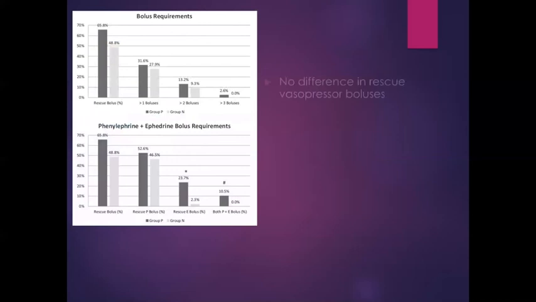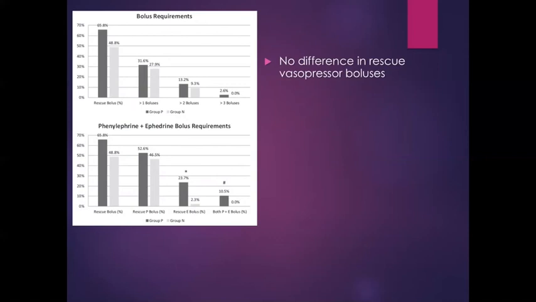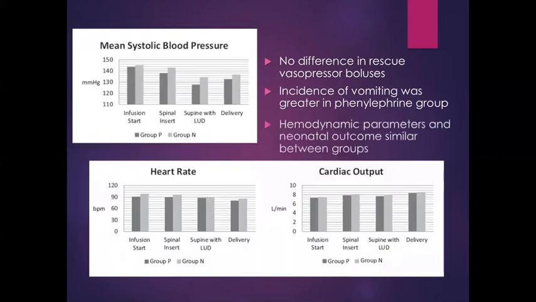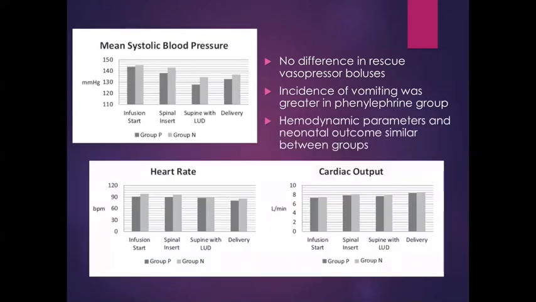There was no difference between groups in the proportion of patients who required rescue vasopressor boluses. The incidence of emesis was greater in the phenylephrine group than the norepinephrine group, and this was statistically significant. Hemodynamic parameters including heart rate, the incidence of bradycardia, blood pressure, cardiac output, cardiac index, stroke volume, and systemic vascular resistance, and neonatal outcomes were all similar between groups.